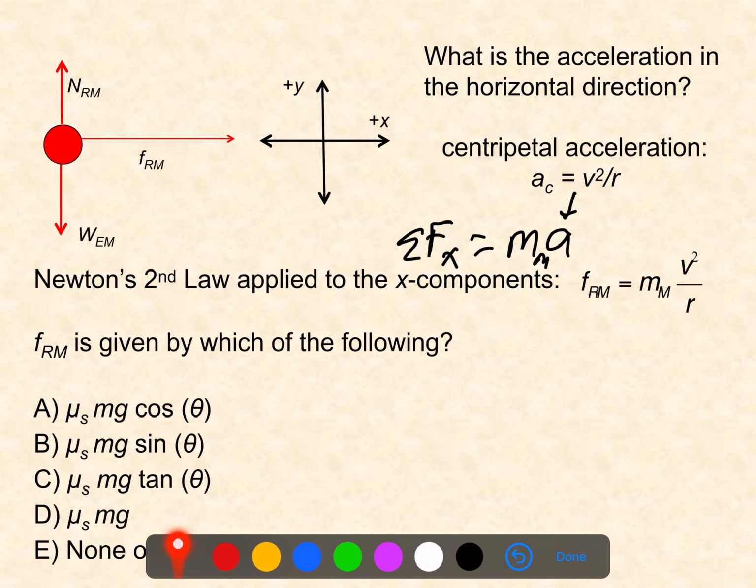Okay, so what then do I replace this frictional force with? Well, we know from the definition of friction that it's going to be equal to mu times the normal force. Now, from the previous step, we were able to figure out what the normal force equaled. It wasn't anything fancy like we would have on an inclined plane. It was simply equal to the weight. So in this case, I want choice D, that I'm going to replace F sub r m with mu s times the weight mg.